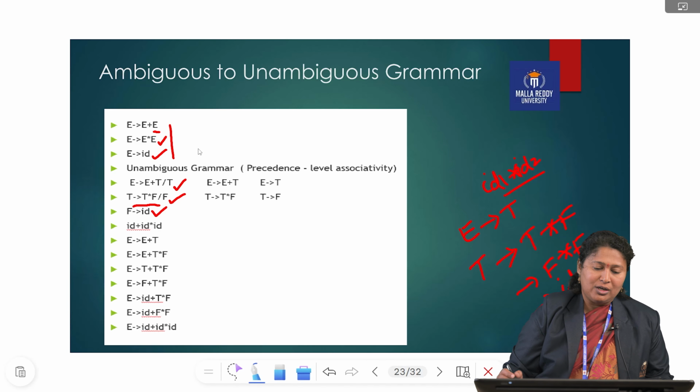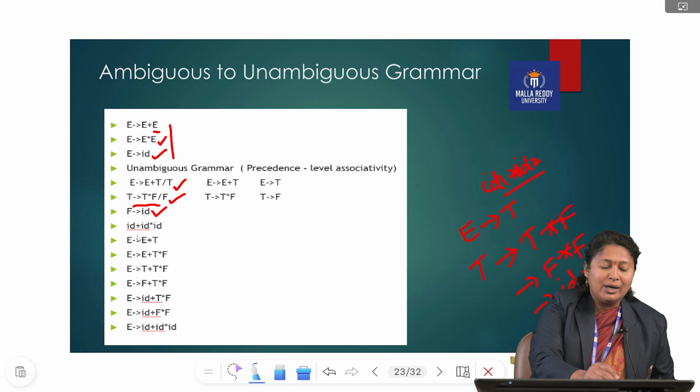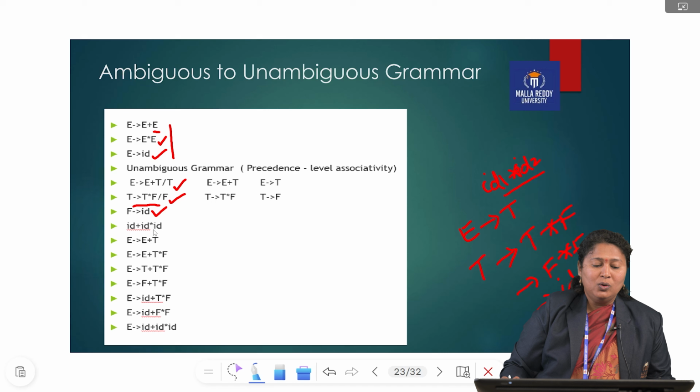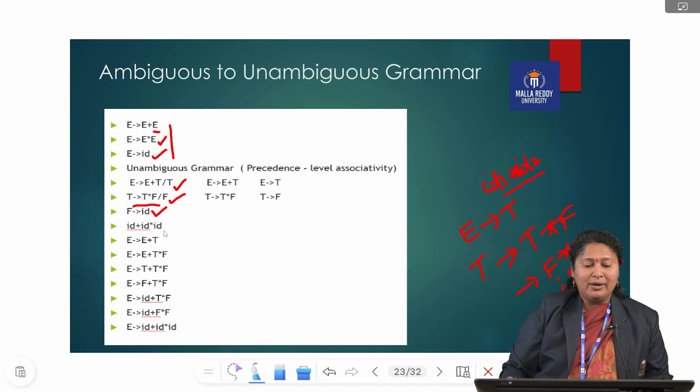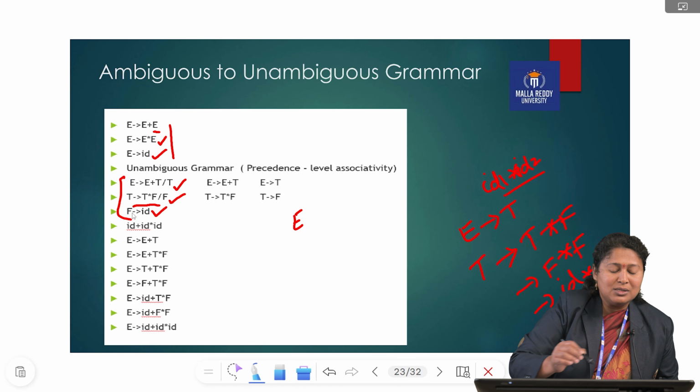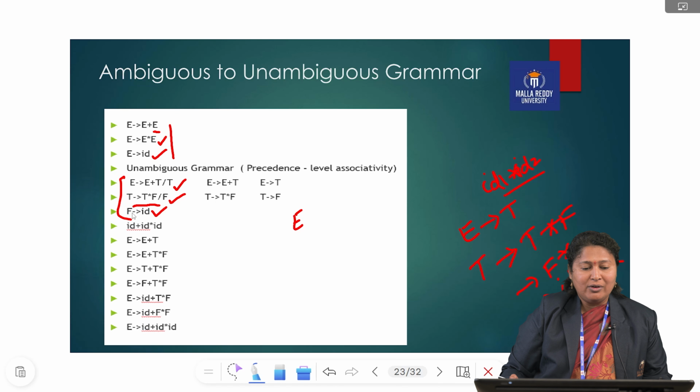And now let us check whether there is any confusion for the system or not. So here I have taken ID plus ID cross ID. Let us check this one. So ID plus ID cross ID. Which one can I take? My start symbol is E here in the given grammar. Now what is my given grammar? This is the given grammar. This is the unambiguous grammar which I have converted from the ambiguous grammar. Now here E is the start symbol.